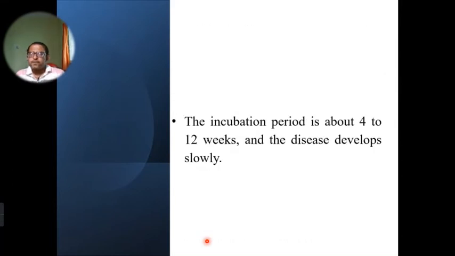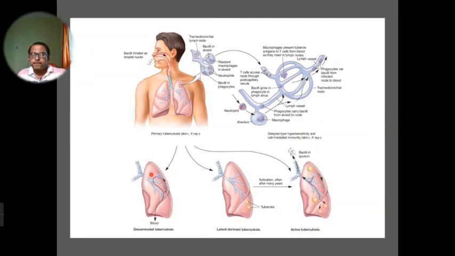Here, the incubation period is about 4 to 12 weeks, and the disease develops very, very slowly. This tuberculosis infection development is very, very slow. You can see here, this is the process which we have discussed. This is a primary tuberculosis lesion, which can be easily observed by the skin, that is, the tuberculin test, or X-rays. And this is the whole process through which this bacteria can be spread to other parts. This is the disseminated type of tuberculosis through the capillaries.